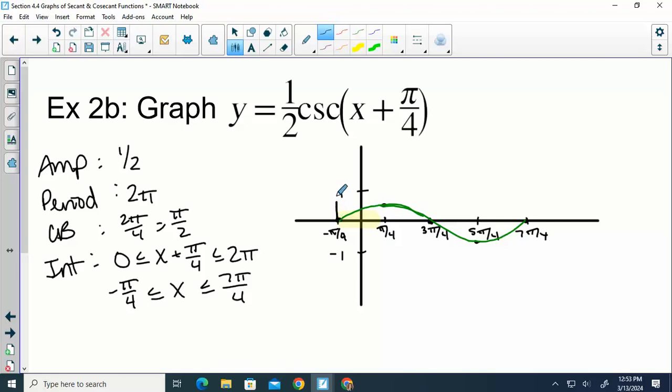So I know anywhere this was 0, we get vertical asymptotes. High and low points stay, and then we turn it away from the x-axis. So these are the final answer, those two parabolas. And then of course it would just keep repeating if we did another period. Is that okay?